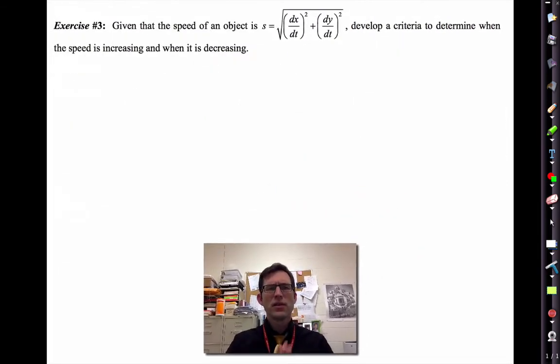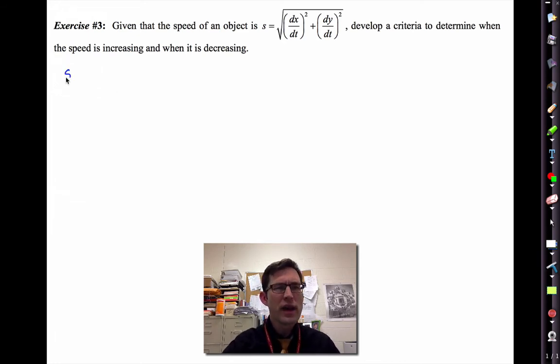All right, let's take a look at number 3. It says, given that the speed of an object is s equals the square root of dx/dt squared plus dy/dt squared, develop a criteria to determine when the speed is increasing and when it is decreasing. So back in one-dimensional motion, what we saw was that the speed increased when the velocity and acceleration had the same sign, and it decreased when they had opposite signs. Velocity and acceleration are now vectors, so we can't compare their signs. So we're going to go at it straightforward. We're going to find the derivative of the speed, and we're going to figure out when it's positive and when it's negative. And the result, in my mind, is really, really cool.